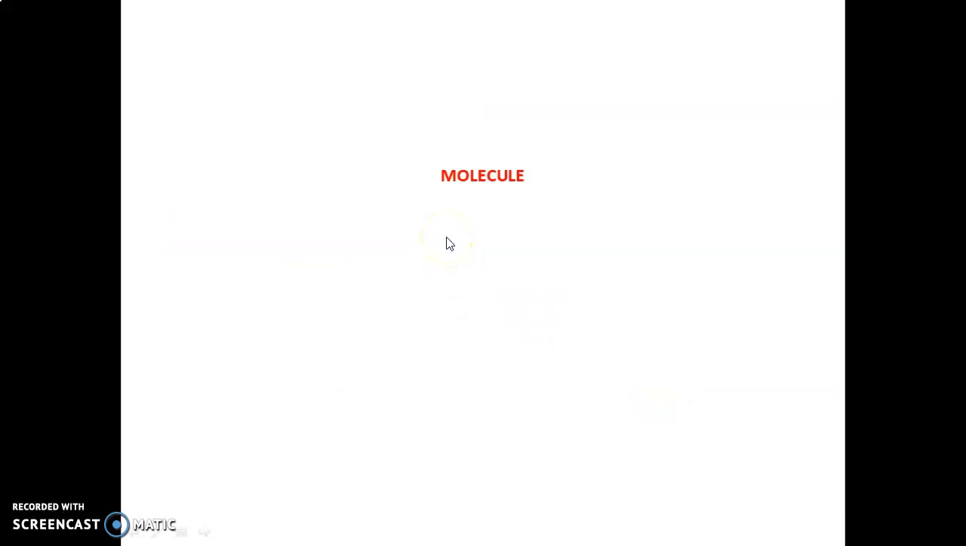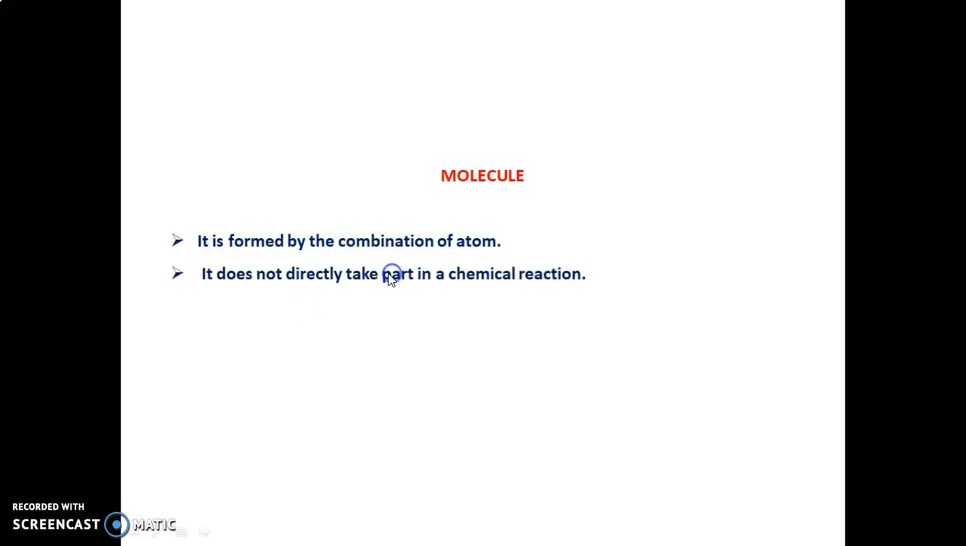Then molecule. What is meant by a molecule? It is formed by combination of atoms. Two hydrogen atoms combine to form an H2 molecule. In the same way, two oxygen atoms combine to form an O2 molecule, and two nitrogen atoms combine to form an N2 molecule. That is, molecules are formed by combination of atoms. It does not directly take part in a chemical reaction.